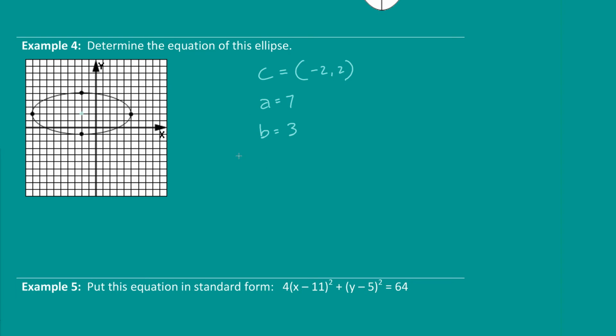So if I was to make this equation, our x is the longer axis, our major axis, so it's going to be x minus -2, which would be x plus 2 squared, all over A squared, which is 49, plus y minus 2 squared, all over 3 squared, 9, equals 1.